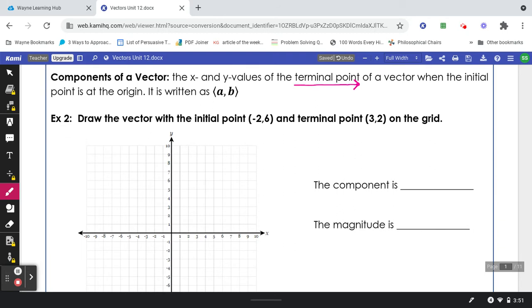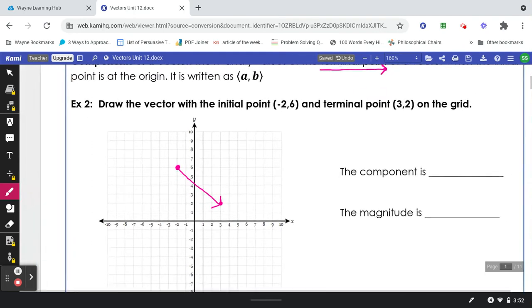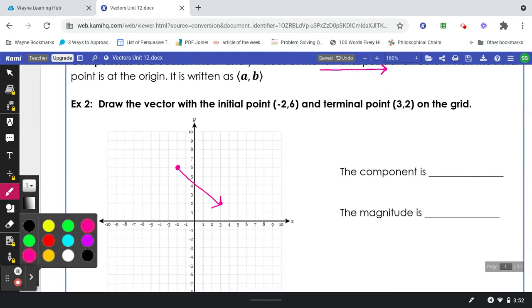So we're going to first start by drawing the vector with an initial point at negative 2, 6, and a terminal point at 3, 2. And we'll just connect those. Make sure this one is the one that has the arrow on it. All right, so there's the vector. Now what we're going to do is move that vector so that it ends up starting at 0, 0.